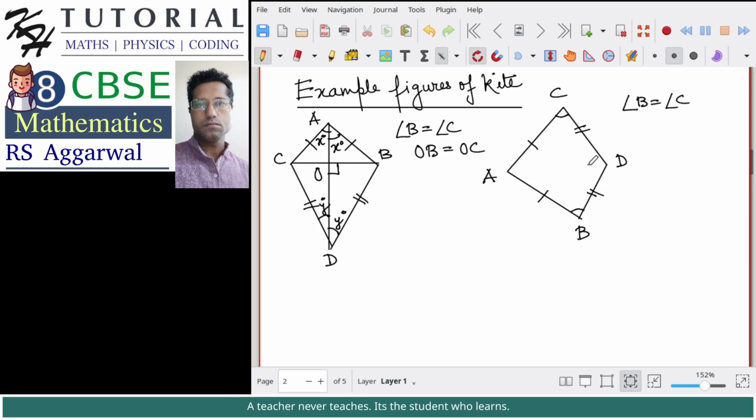And so the diagonal, let's draw the diagonals BC, and we have AD. Since BC is the diagonal that is connecting the pair of opposite angles which are equal, it will be bisected at O. So OB will be equal to OC. And of course the other pair of opposite angles are angle A and angle D. They will be bisected by the diagonal AD.